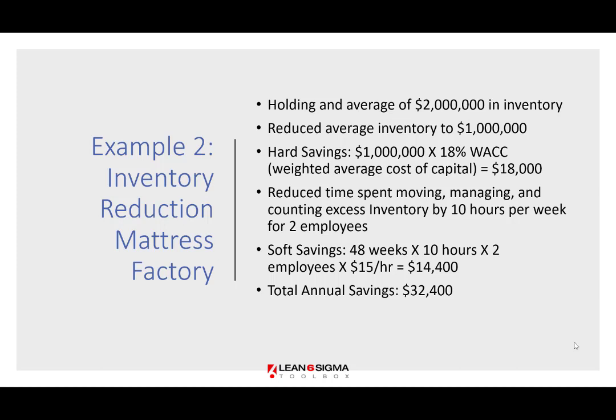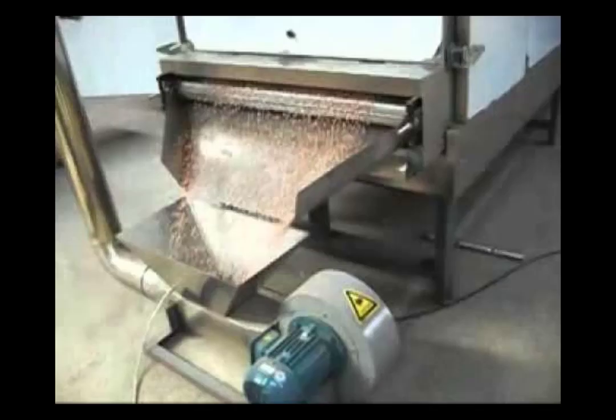We also reduce the amount of time we spend moving, managing, and counting the excess inventory by 10 hours a week. So that's an additional cost savings there. If we look at the soft savings of 48 weeks times 10 hours a week times 2 employees at $15 an hour, that's $14,000 in soft savings for just saving people's time. And then we also have the $18,000 in reduced expenses from tying up our capital, for a total of $32,400.